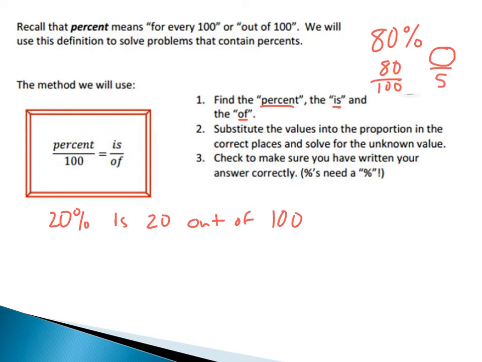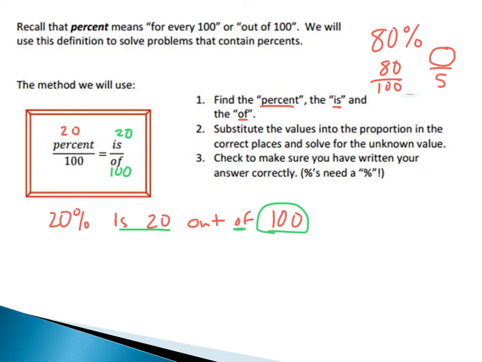20 is the percent, so when we place this in our setup, it's going to go where the percent would be, about right here. The is says is 20, so the 20 is going to go right there. And then the of portion, which is 100, is going to go in the denominator of this ratio.